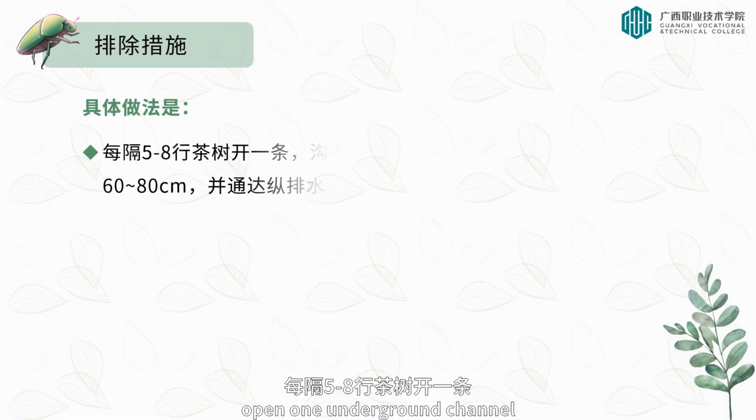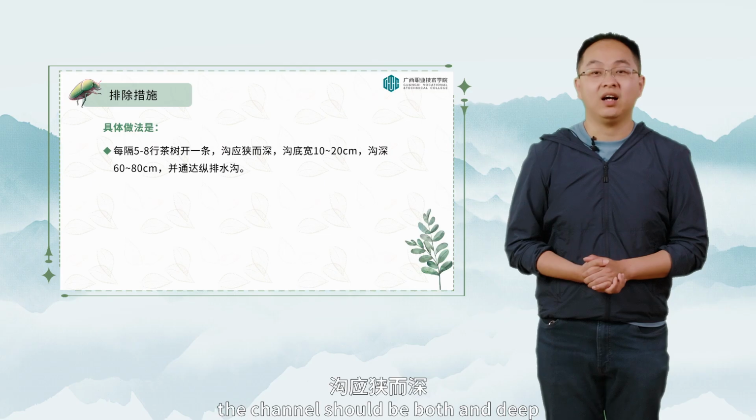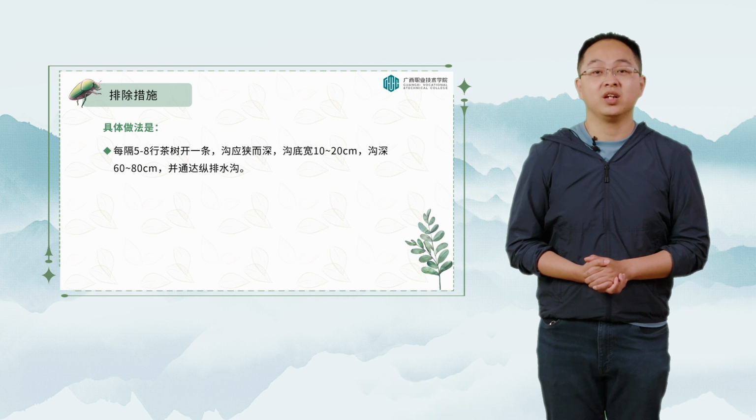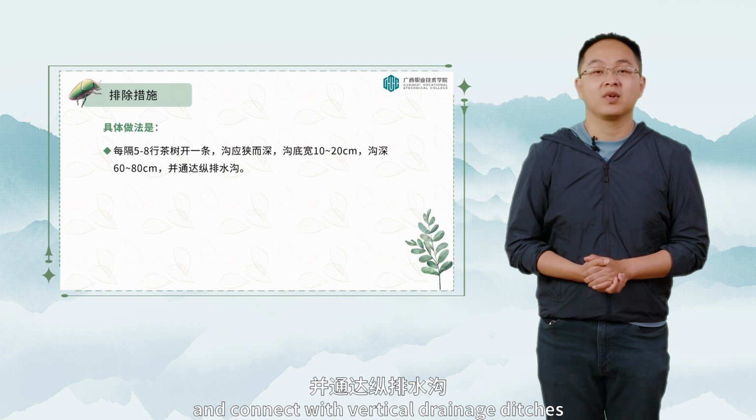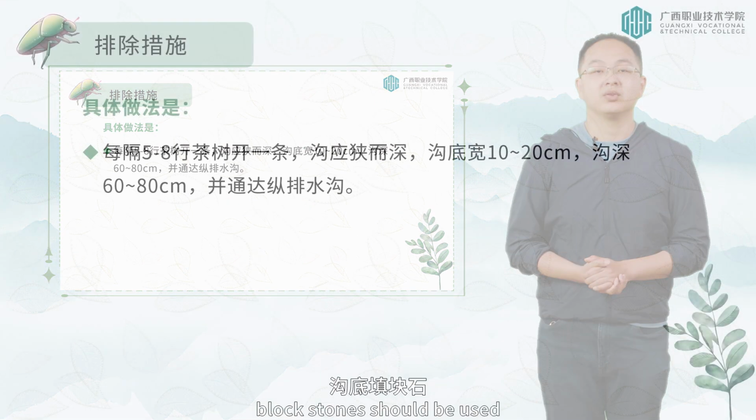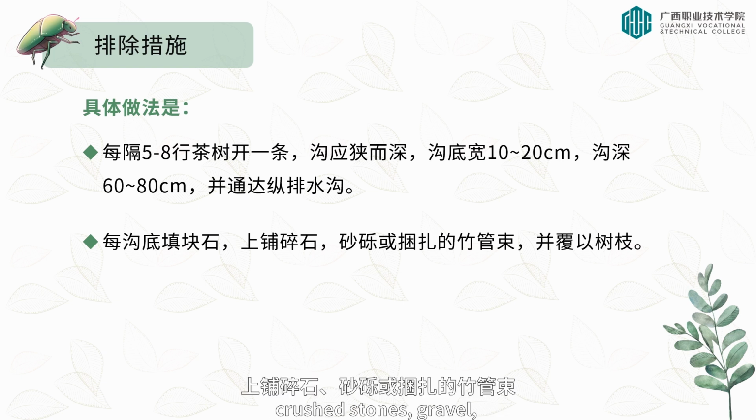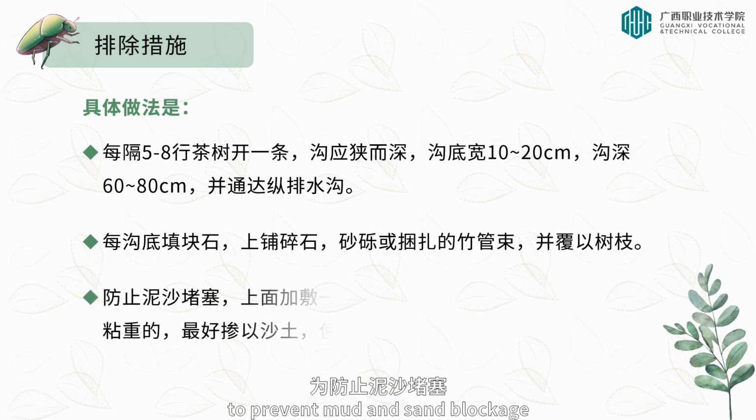Open one underground channel between every 5 to 8 lines of tea trees. The channel should be deep, with a 10 to 20 centimeter wide bottom, and should be 60 to 80 centimeters deep and connect with vertical drainage ditches. Block stones should be used to fill up the channel bottom. Crushed stones, gravel, or bundled bamboo bundles should be used to pave the channel bottom, and then cover it with tree branches to prevent mud and sand blockage.